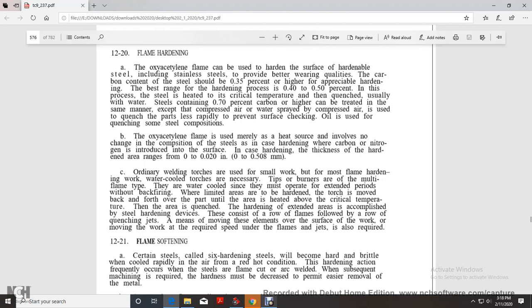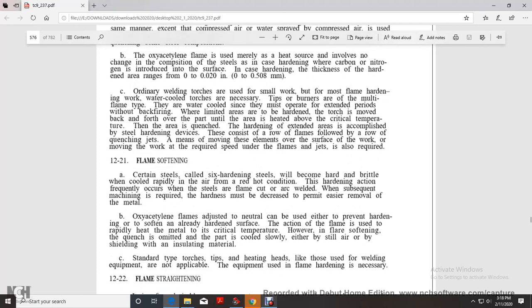Then the area is quenched and hardened. Extended areas are hardened by a device that consists of a row of flames followed by a row of quenching jets, either moving these elements over the surface of the work or moving the work at the required speed under the flames and jets.